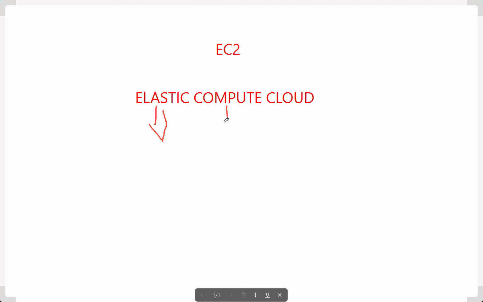So EC2 provides compute instances. Here compute means EC2 will provide three things: memory, CPU, then storage, hard disk. And cloud means EC2 instances are nothing but virtual machines that are managed by AWS.